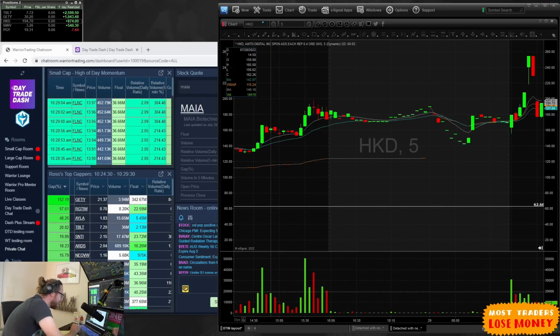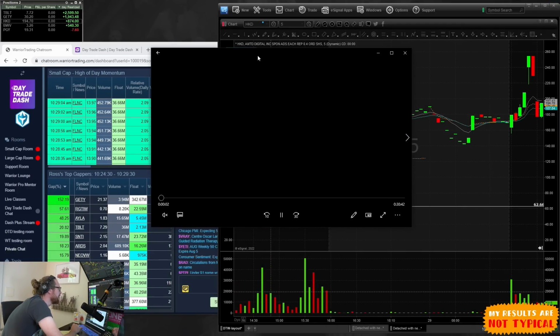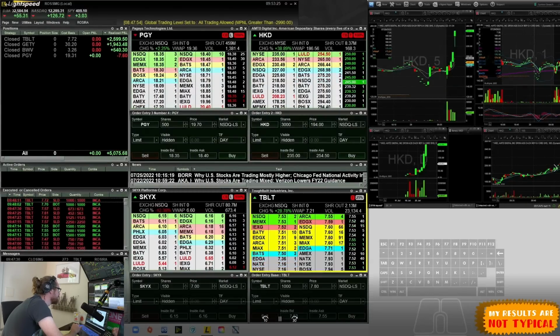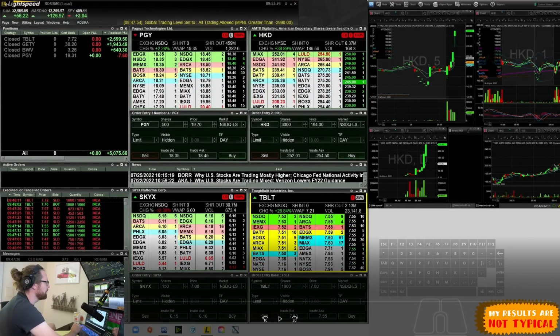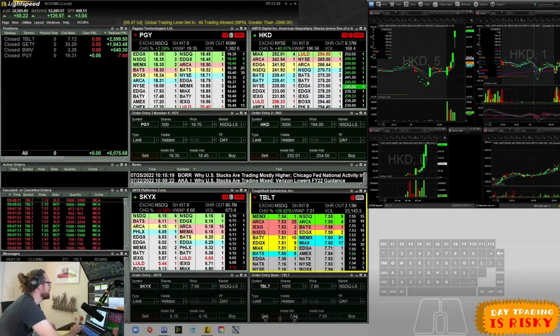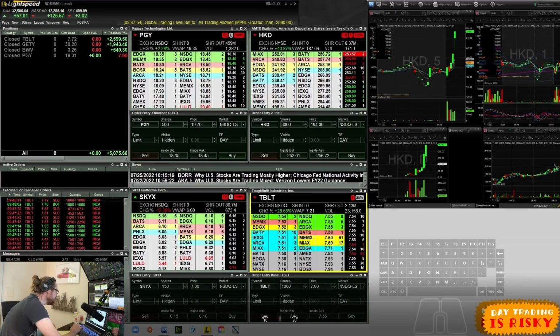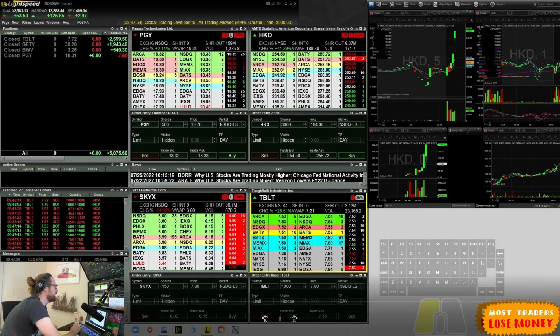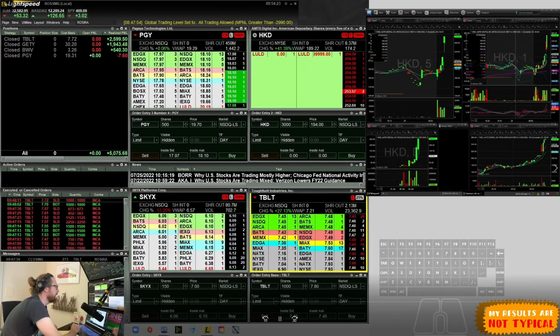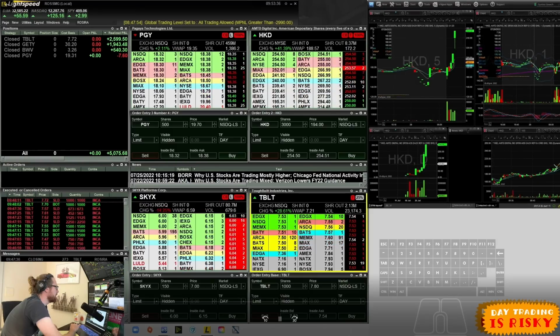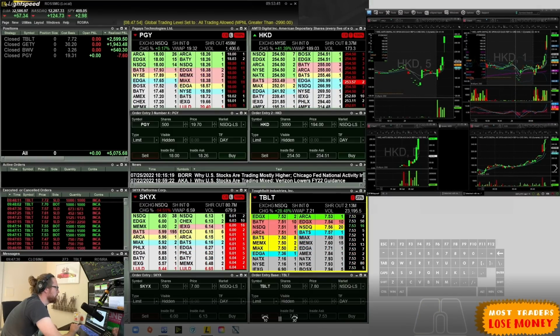And I recorded this trade because I thought this would be a particularly interesting trade to show you guys, just because of the crazy level of volatility on it. All right, so we're looking right now at the level 2 on HKD. Level 2 is the top left or top right chart, right in the corner here. As of right now, it had just halted up at 254.